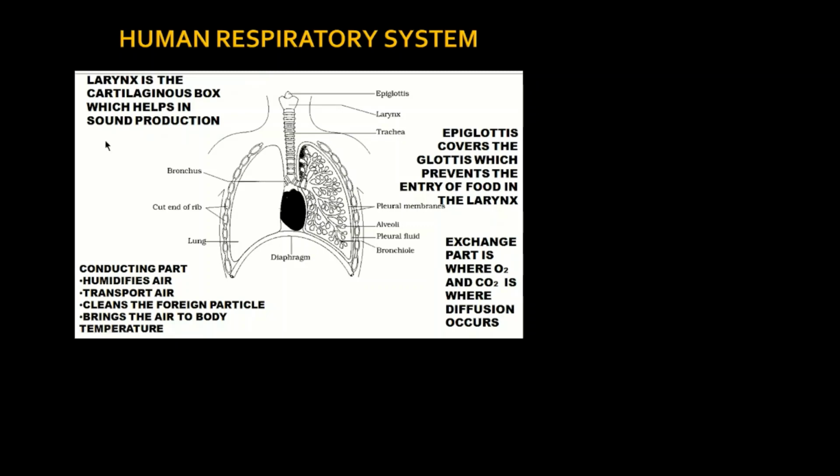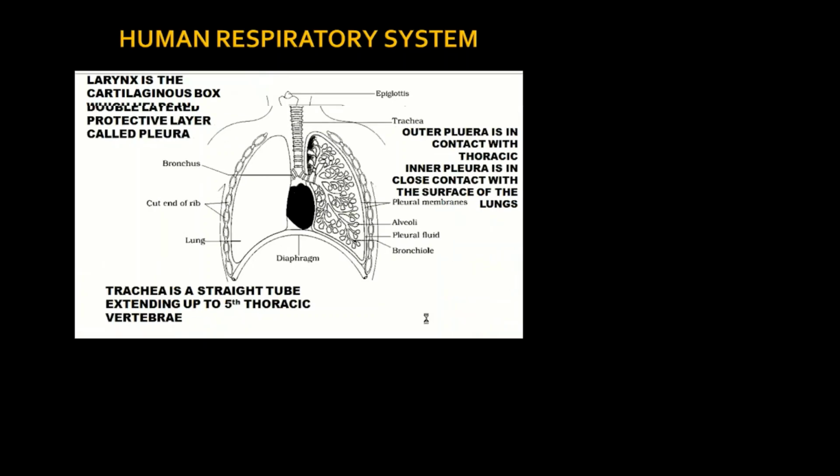Larynx is the cartilaginous box which helps in sound production. Epiglottis covers the glottis, which prevents the entry of food into the larynx. This is what I told you. And here diffusion occurs. Oxygen is taken in by diffusion and carbon dioxide is given out.